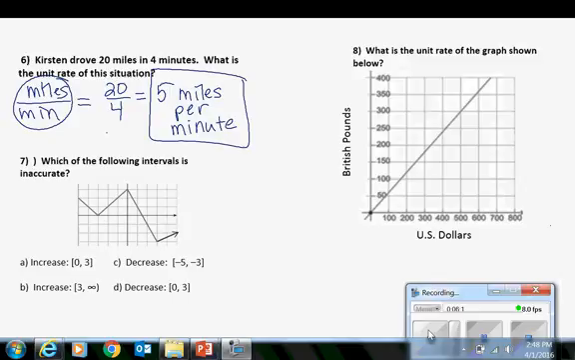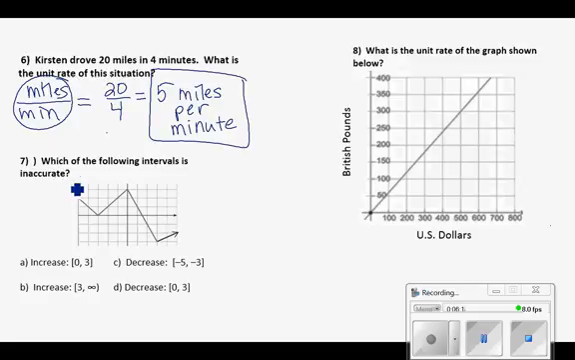Question 7. Which of the following intervals is inaccurate? Let's underline the word inaccurate because we're not looking for the one that is correct. We want the one that is not correct. So let's look at the answer choices.